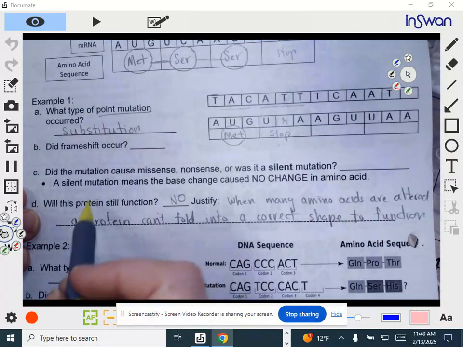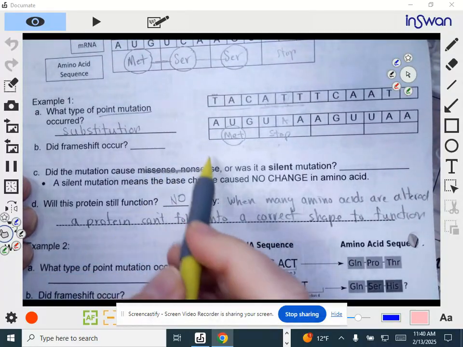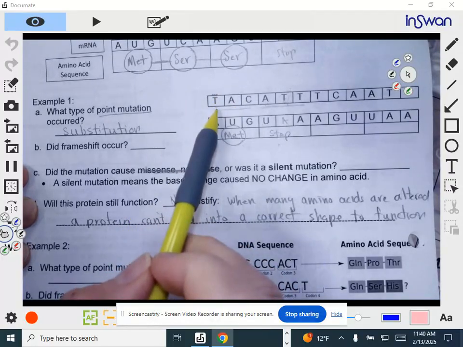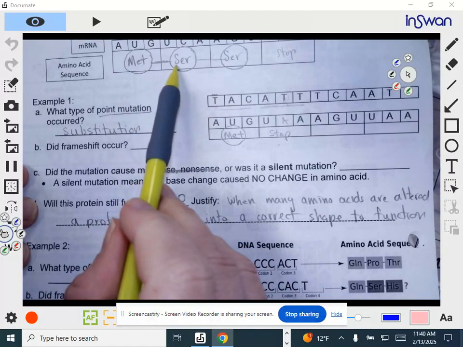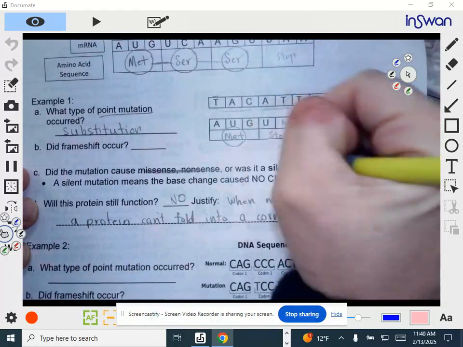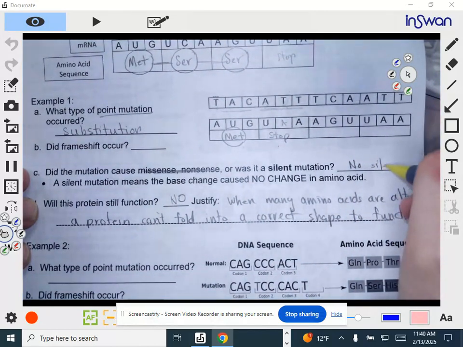Okay, now you can go ahead and cross through missense and nonsense. I'm not going to ask you those questions, and we'll talk about a silent mutation. A silent mutation is when we get a mutation, but we still actually build the exact same protein. So there was no silent mutation on this one.